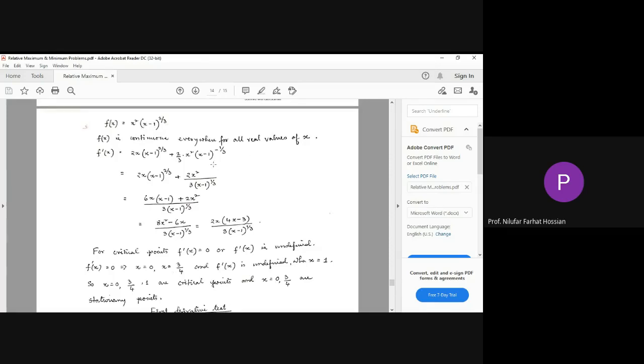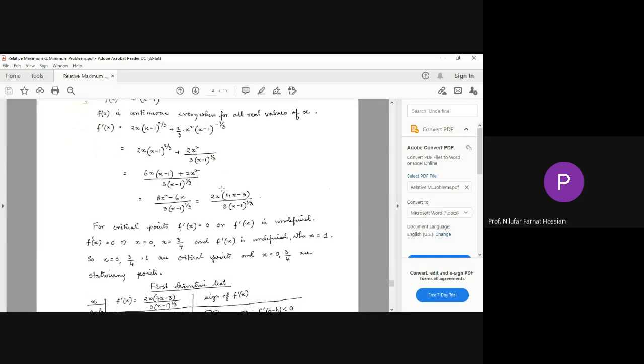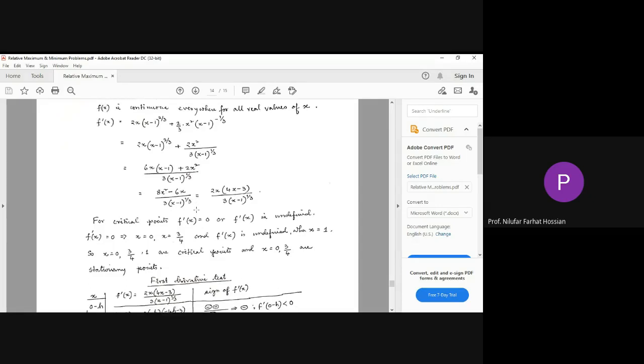So let us do some algebra. It is 2 by 3 and you take this to the lower side. So upper part will be 2x square by 3 into x minus 1 whole to the power 1 by 3. So this is your LCM. And 2 by 3 plus 1 by 3, it gives you just 1. So 3 into 2 is 6. 6x into x minus 1 plus 2x square. So after doing the algebra, you can take 2x common. So 2x into what? 4x minus 3. So you see this derivative becomes 0 when x equal to 0 and when x equal to 3 by 4.